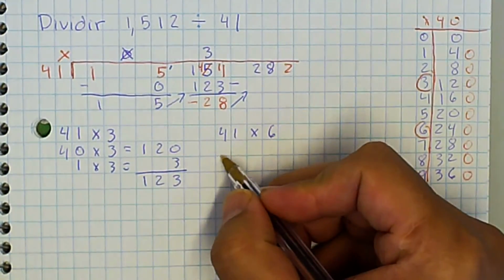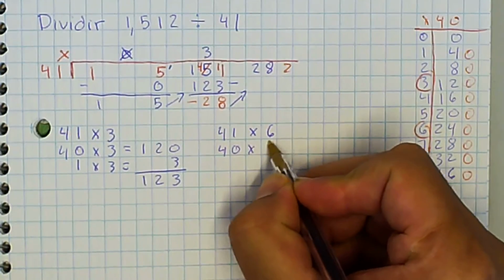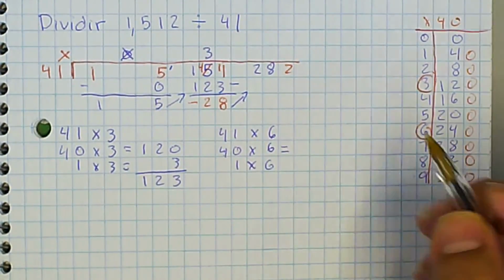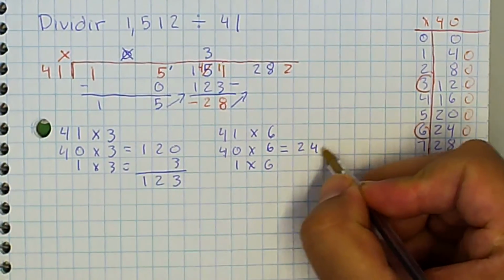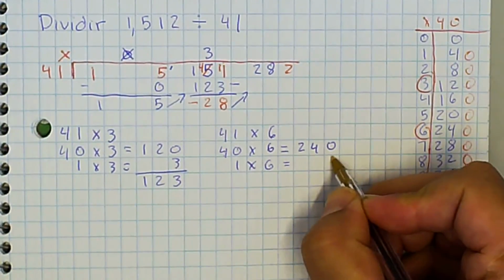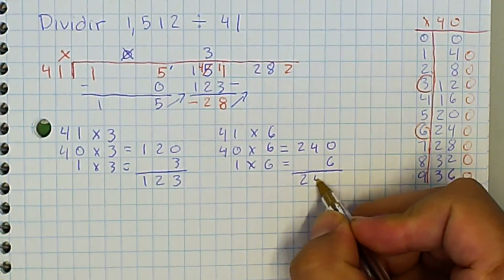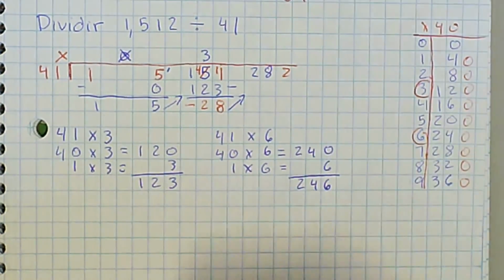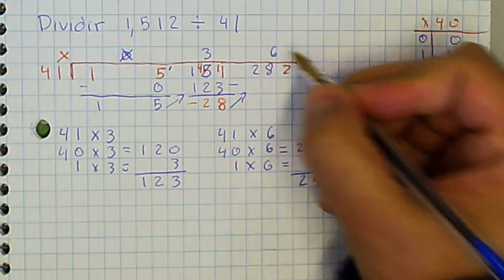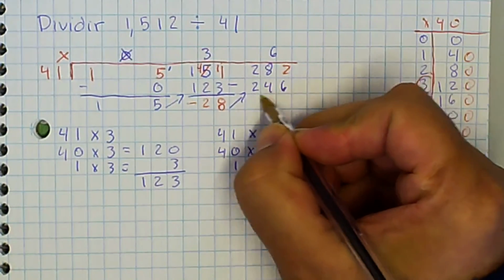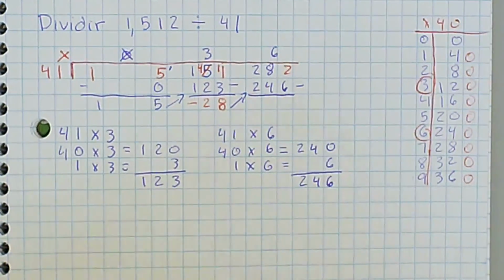I'm going to break 41 into 40 times 6 and 1 times 6. 40 times 6 is 240. 6 times 1, 6. And 240 plus 6, 246. So the 6 goes here. 41 times 6 is 246. And now I subtract that.